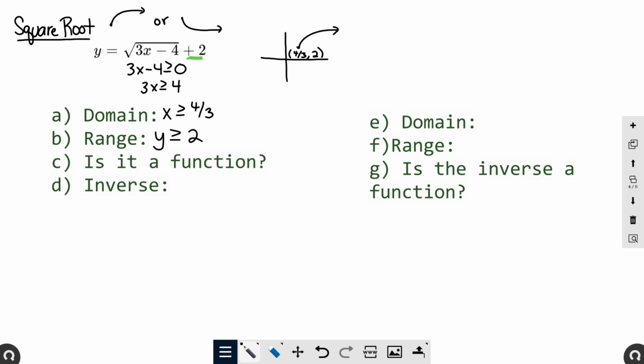Now, once we have those two answered, we can answer part E and F, because E would be the same as, so we would say x is greater than or equal to 2. And what would you say for range?